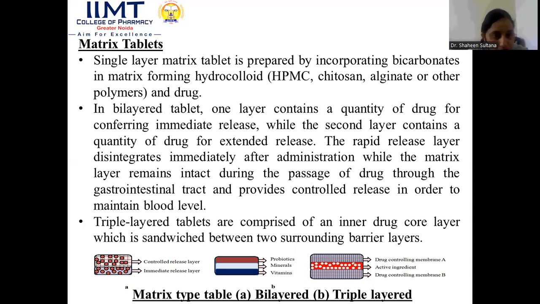Here you can see all three diagrams. The first shows the single layer tablet, the second is your bilayer tablet, and the third, B, is the form of a triple layer tablet. And you can see here the A form, which is the bilayer tablet. The single matrix tablet contains only a single layer, where the drug is mixed with the polymer.